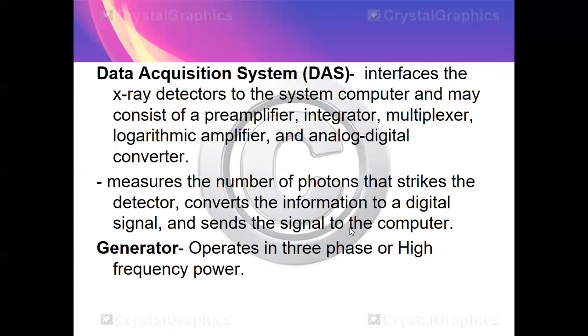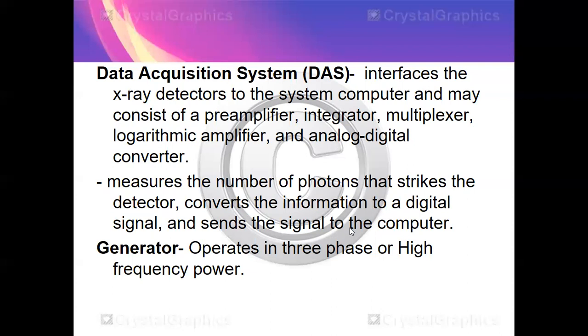Another term is the data acquisition system. It interfaces detectors with the system computer and may consist of a preamplifier, integrator, multiplexer, logarithmic amplifier, and ADC. So basta yung data acquisition system, binubuo siya ng different parts para pag nag-absorb ng X-rays, pupunta sa detector and then sa other parts ng ating machine, then magko-convert siya into electrical signals. Hanggang mag-display siya ng image, we call that the data acquisition system.